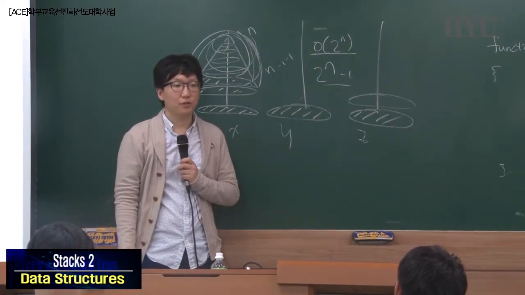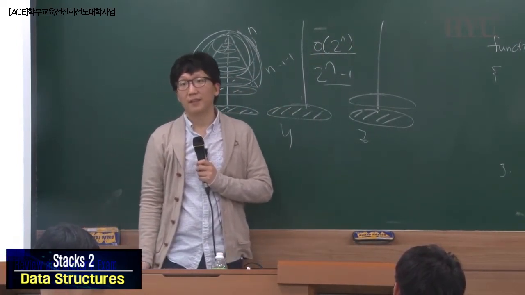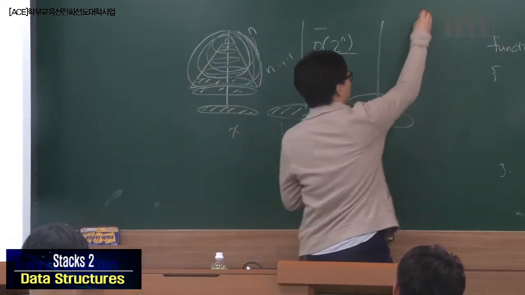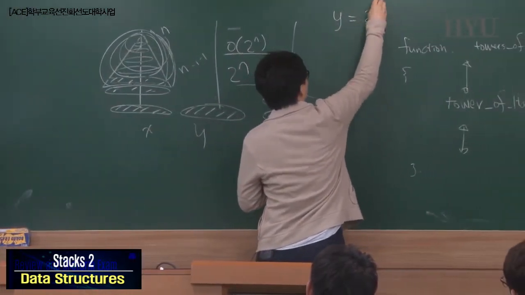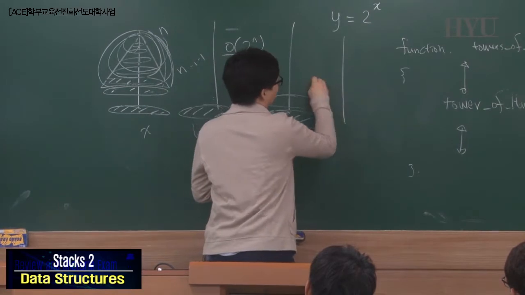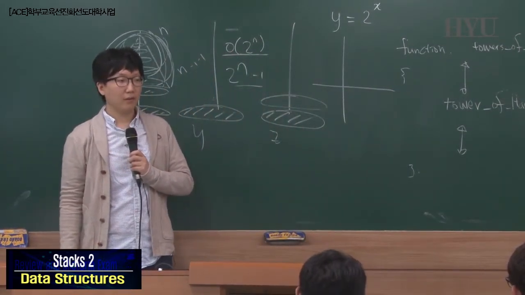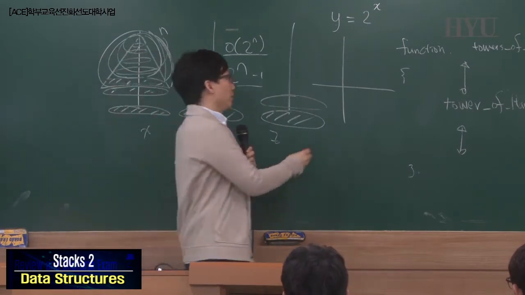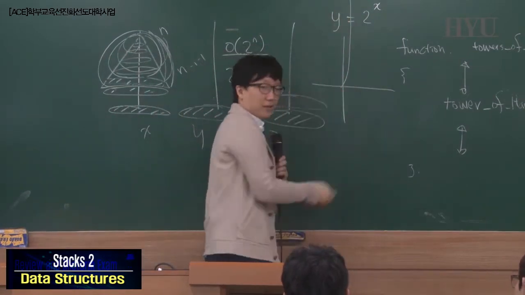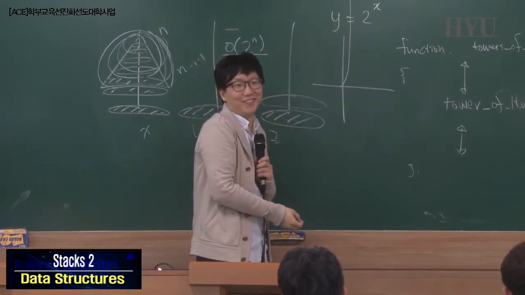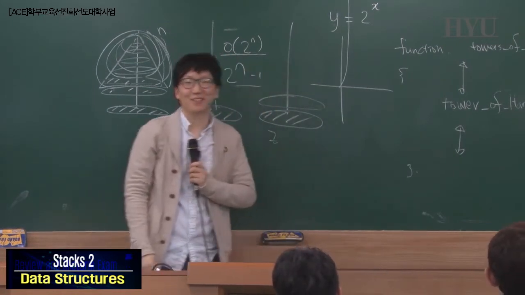I don't know how to draw a 2 to the n graph. How do you draw this? y equals 2 to the x. 이거 어떻게 그려야 돼? I don't know. Maybe it's like that. Maybe at the end. I don't know. You can figure this out. Exponential.